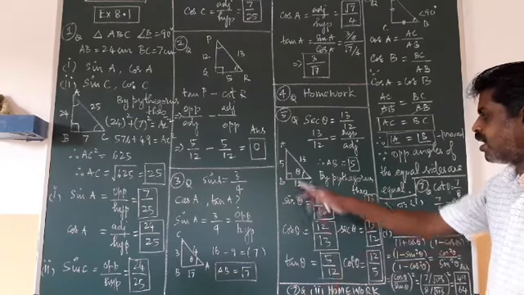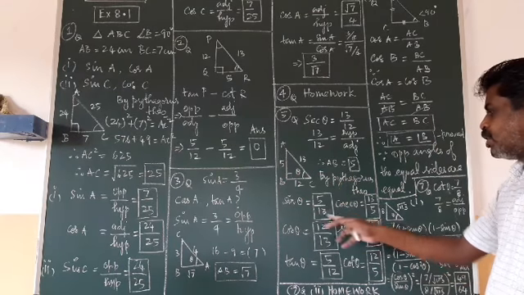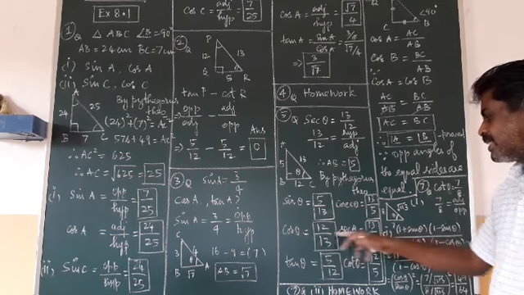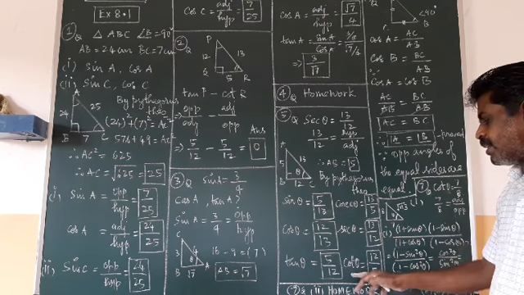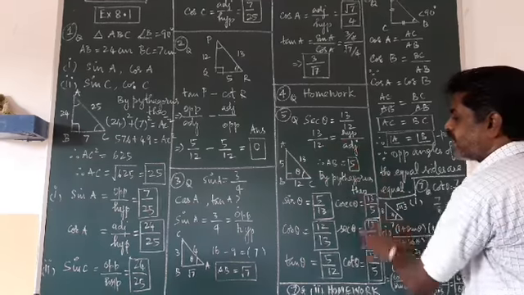Tan theta is opposite upon adjacent, 5 upon 12. Then the other ratios: cosecant is the inverse of sin, so 13 upon 5. Secant is the inverse of cos, 13 upon 12. Then cot is the inverse of tan, 12 upon 5. So these are the other trigonometric ratios.